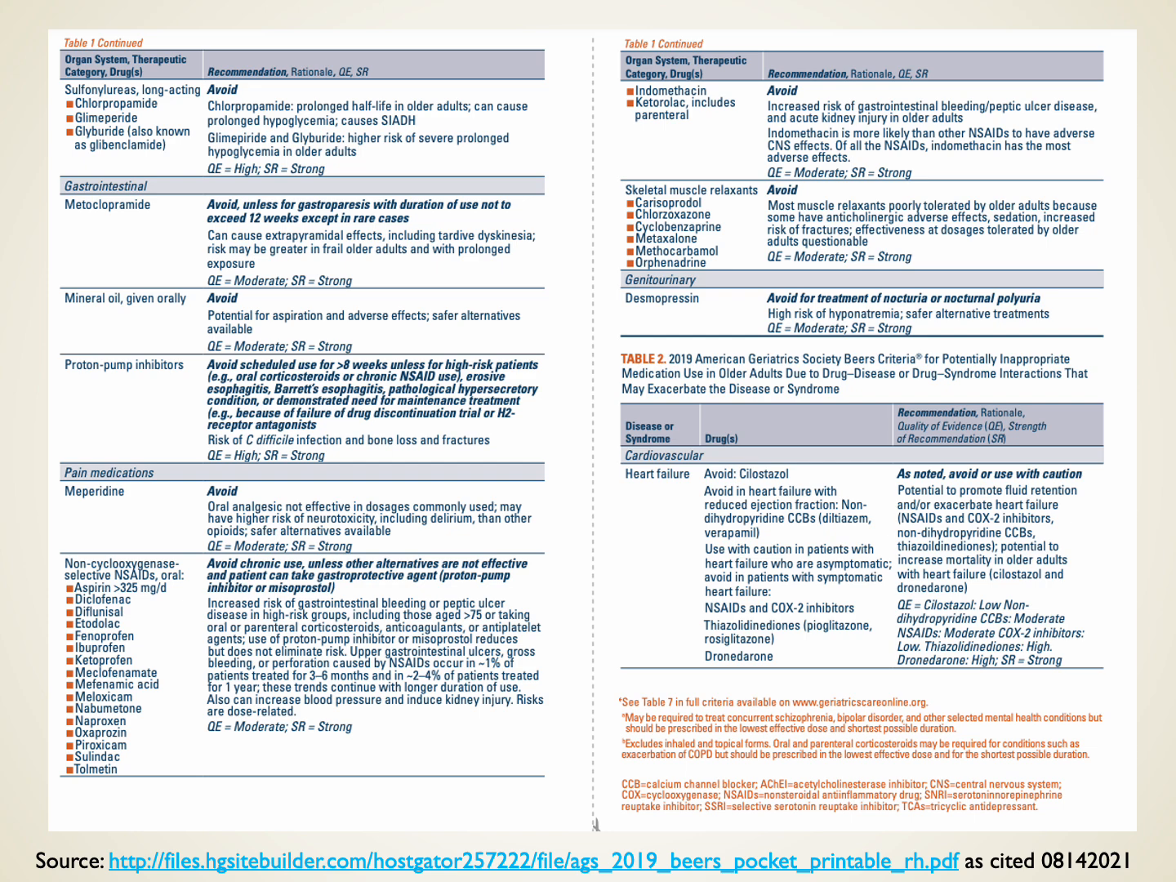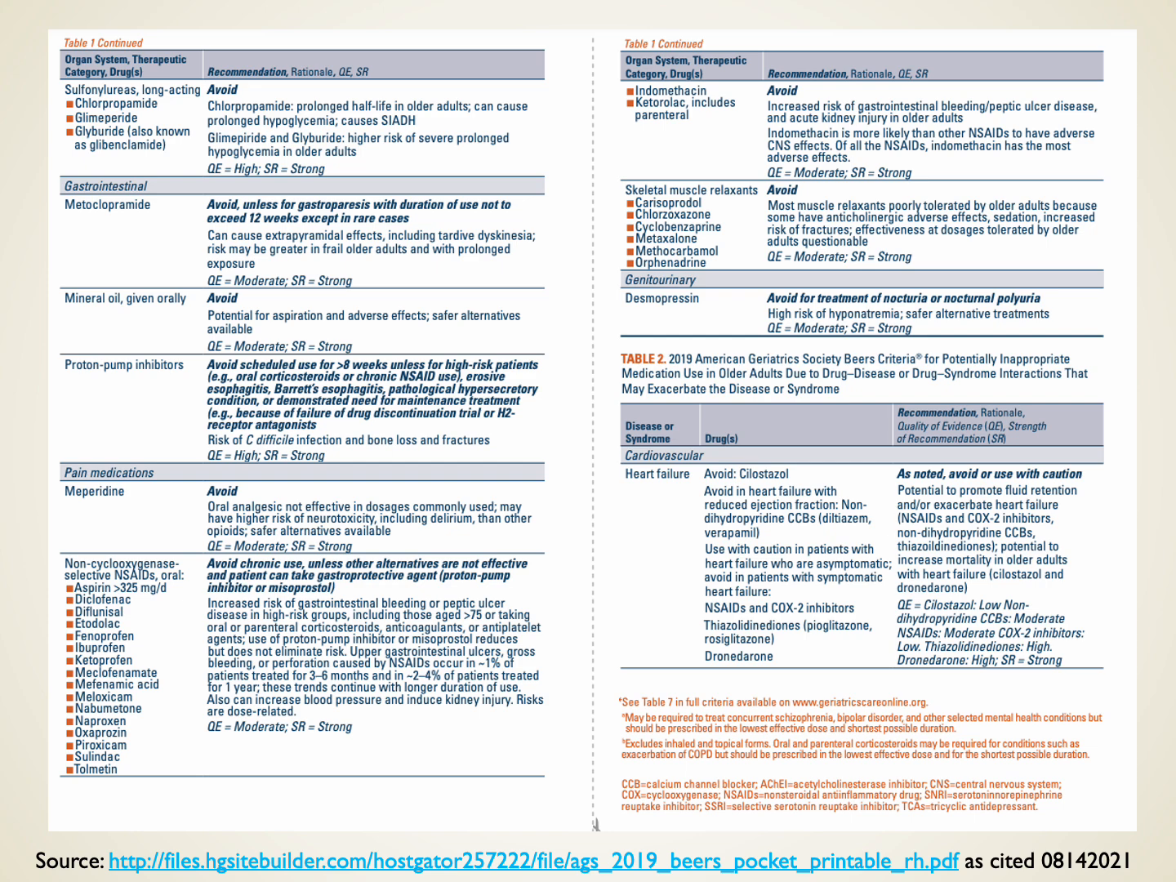Particularly, the two that we really want to look at being careful about that are high GI bleed risks are on the top of the next page: indomethacin and ketorolac. Those are among the highest risk for GI bleed as well as renal dysfunction. We also want to be careful about the skeletal muscle relaxants, where they may cause more sedation and cognitive dysfunction in older patients, as well as increase the risk for falls and fractures, so we're always careful about that.